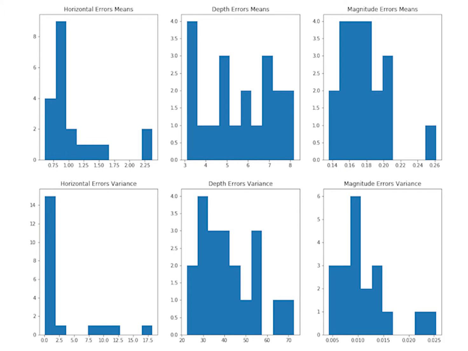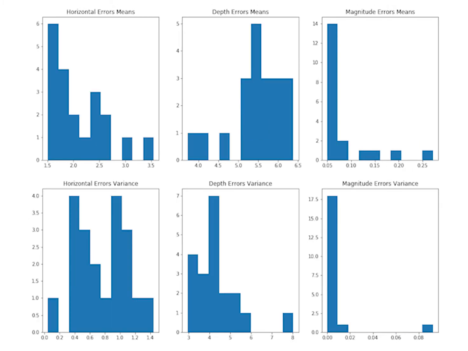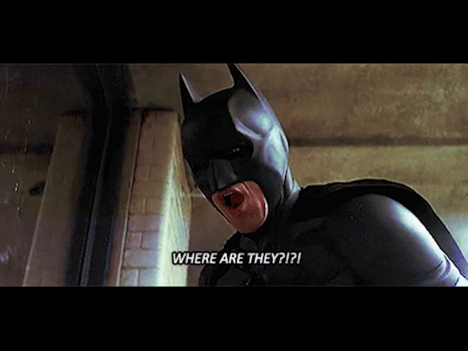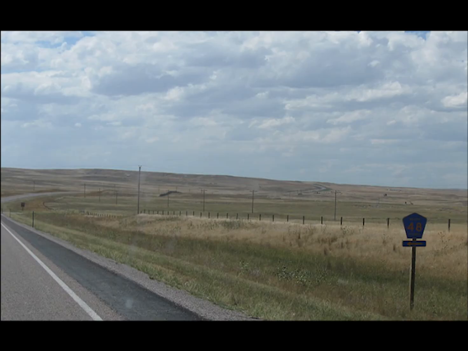Then we calculated the mean and variance for each error and each cluster. We looked at the distribution of the variance and the mean, and saw that there were some clear outliers in the horizontal error mean and the horizontal error variance. So where are these clusters? 2 of them are on the western side of the state. The other one is northeast of the state, but this is Wyoming, so who really cares?